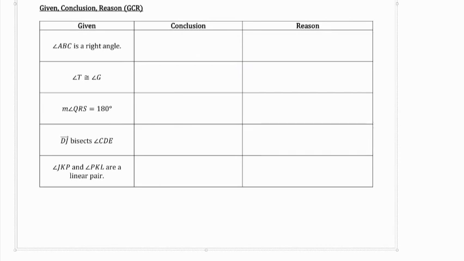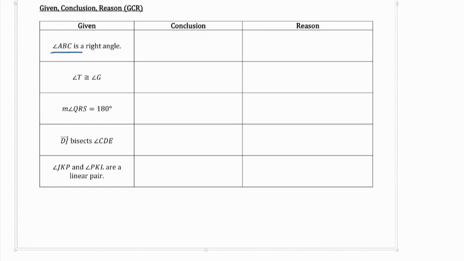Okay, this is more of our GCR practice. Again, if you'd like to pause the video here and try this, since we tried it the other day, feel free to try it on your own, then come back and check your answers. I'm going to go through this fairly quickly, but if you've got questions on it, we'll go over this.